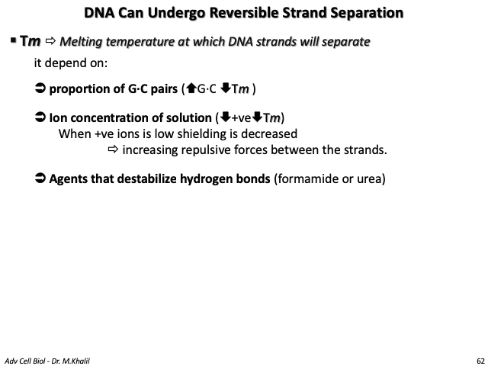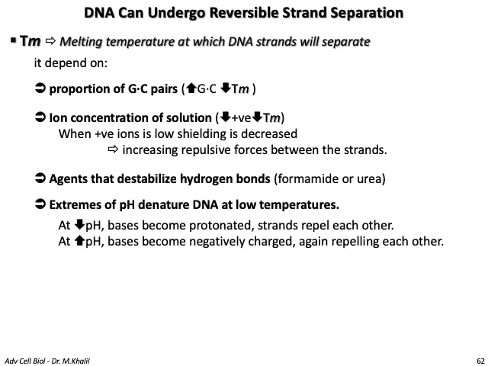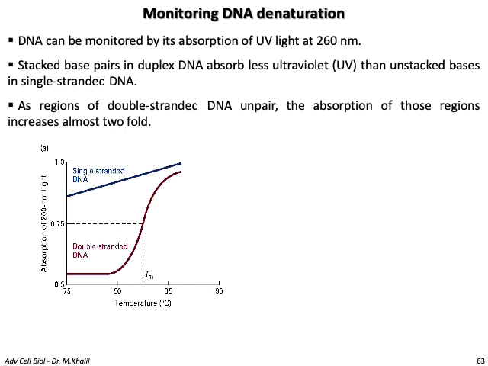That means if practically you get a Tm above 100 degrees Celsius, it's not practical, so we need agents like formamide and urea to facilitate the melting of the DNA. The extremes of pH also denature DNA at low temperature. Basically, both work the same at very low or very high pH: either the bases become highly protonated, so they repel each other, or become highly negatively charged, so they again repel each other. We can monitor this melting or separation of DNA by UV at 260 nanometers.